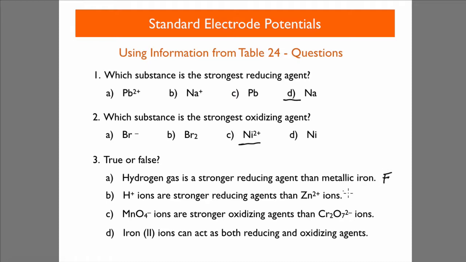B, hydrogen ions are a stronger reducing agent than zinc ions. You should have got that one to be false. And here you see at the very bottom of your table there, this is true, and the iron 2 ions are in the middle somewhere, so obviously they can both reduce and oxidize depending if something's above them or something's below them. So this is true.